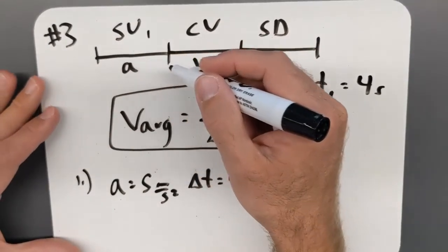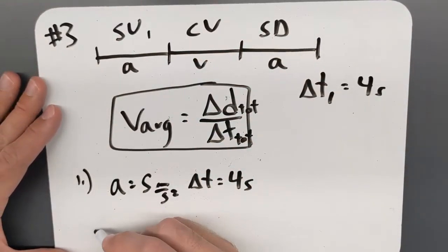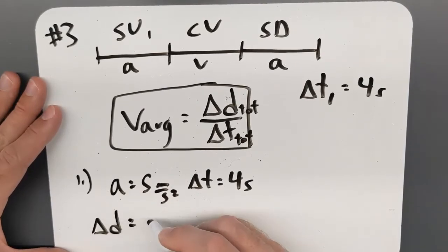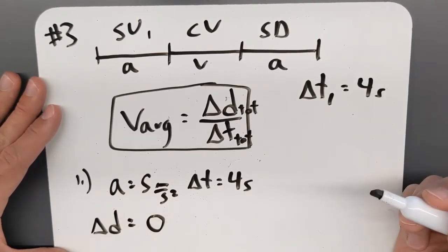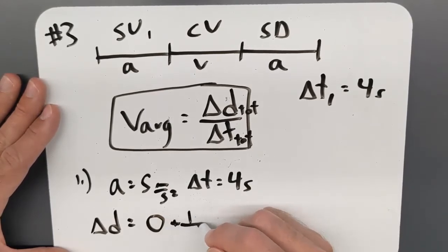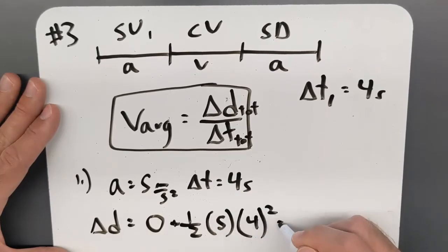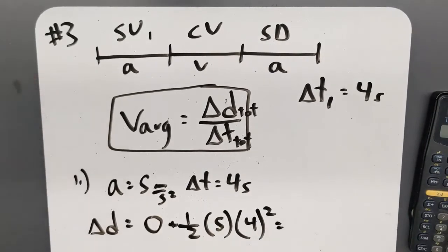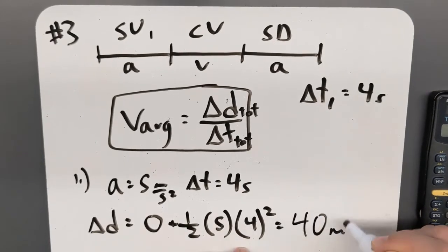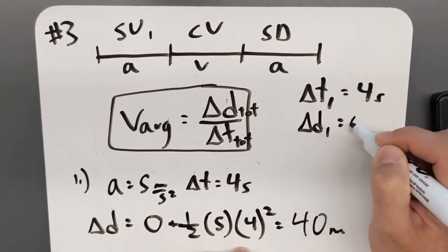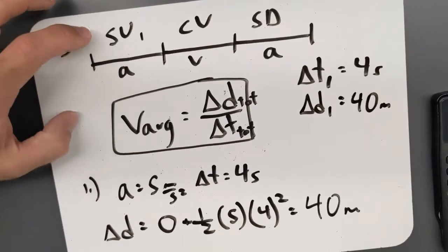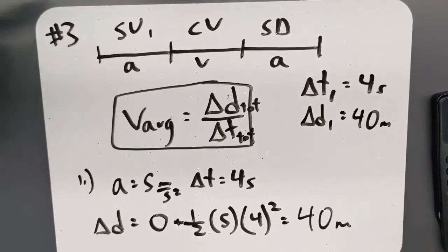So it's constant acceleration. We're going to use our constant acceleration equation. Delta D equals V initial, which is 0 because he started at rest because he had a stoplight, plus 1/2 times 5 times 4 squared. That gives us a distance of, let's see, 16 times 2.5, distance of 40 meters. So now I have delta D1 is equal to 40 meters. So we have everything we need for part 1 here. We have its distance and its time. Now we'll move on to the middle part.